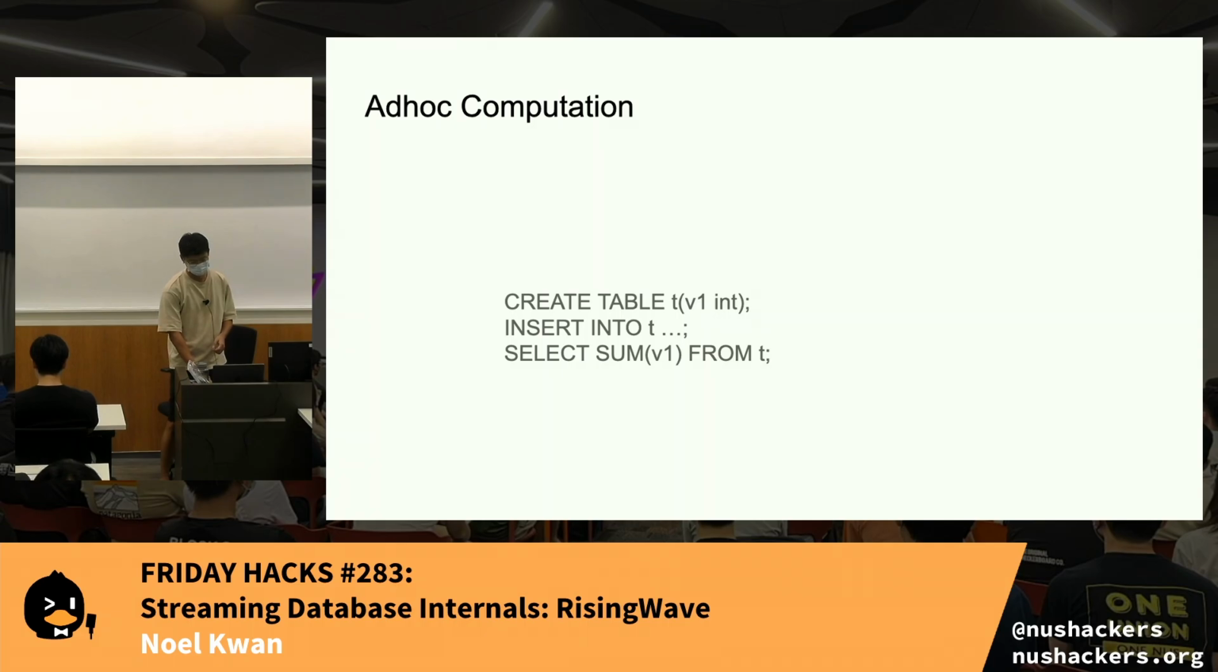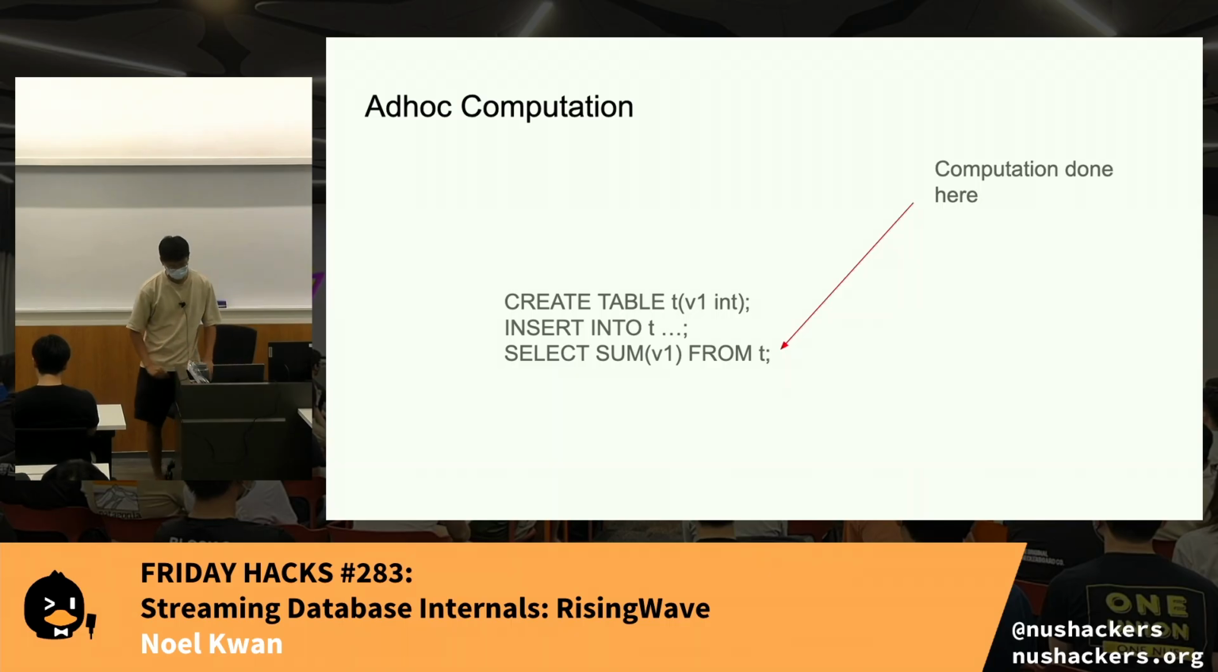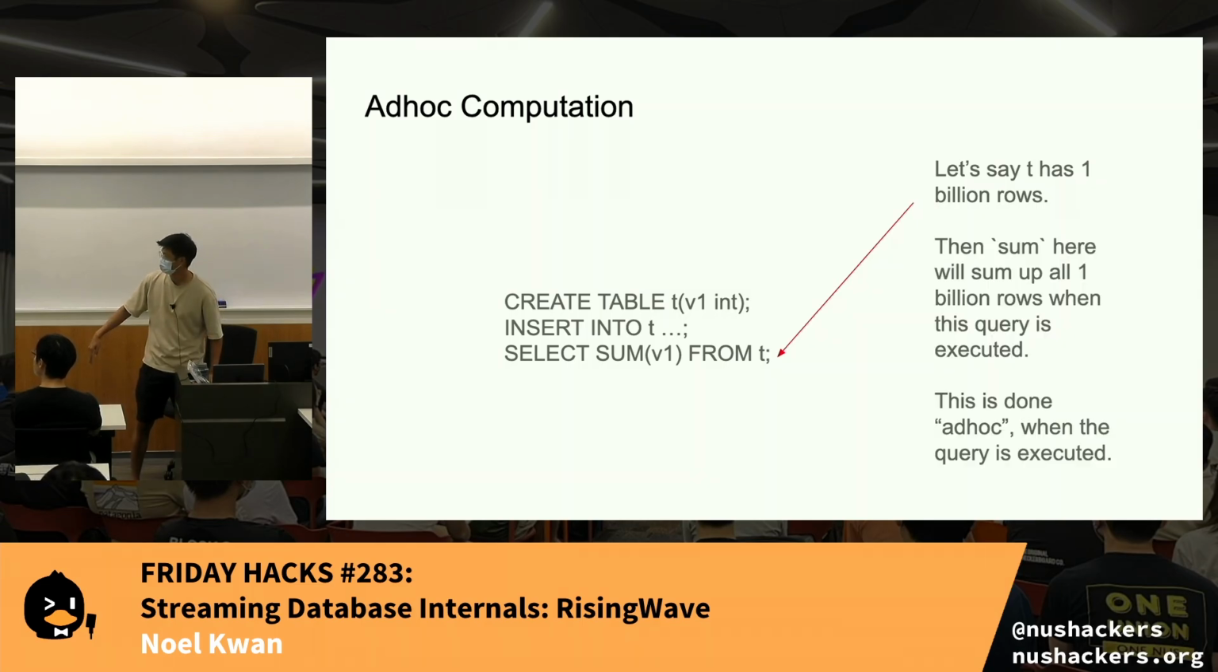Okay, so let's take a step back and see what we actually do in ad hoc computation. Here, this is just normal SQL. You create a table, you insert some data into the table, and then you select sum of V1 from the table T. So you do the computation right at the very end. Let's say T has 1 billion rows. Then sum here will actually sum up all 1 billion rows when this query is executed. So this is done ad hoc.